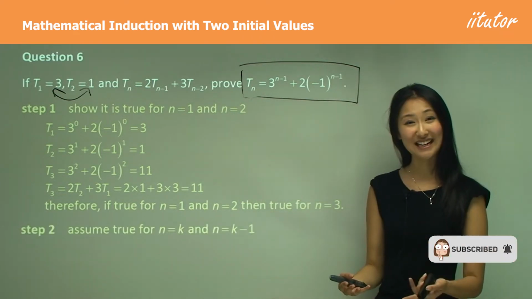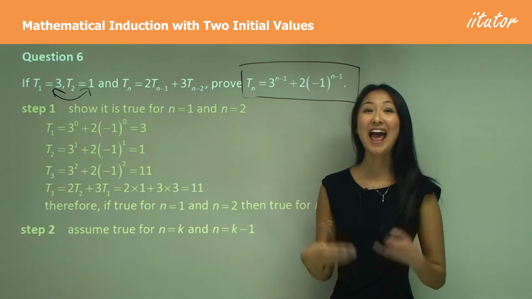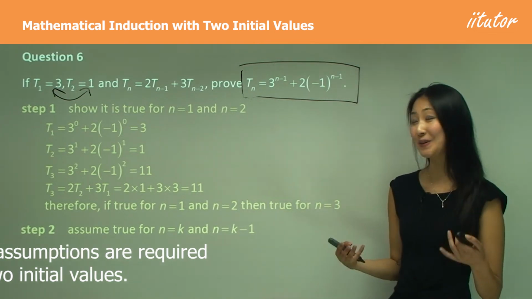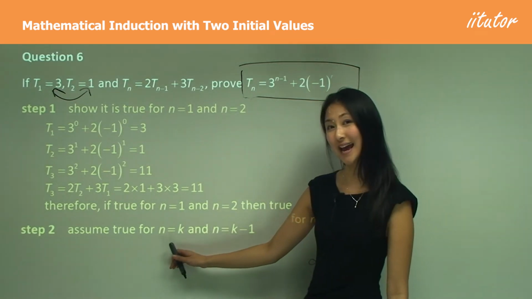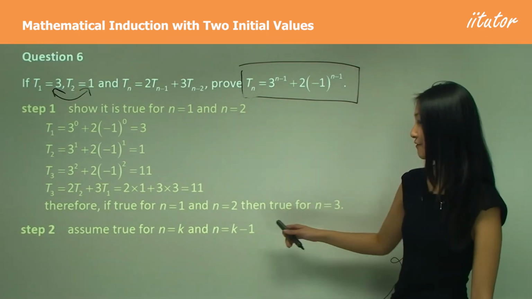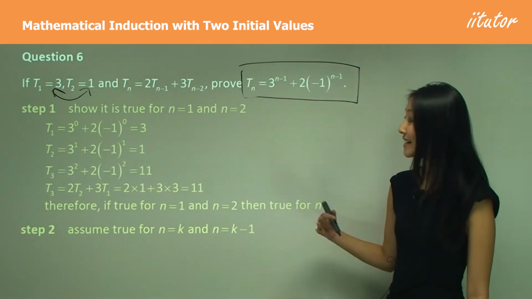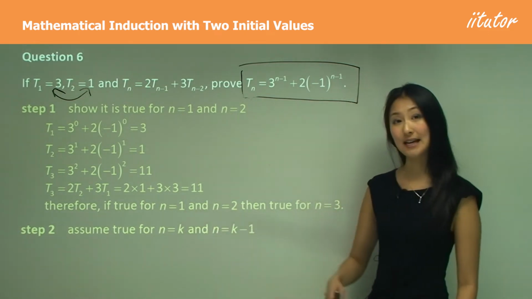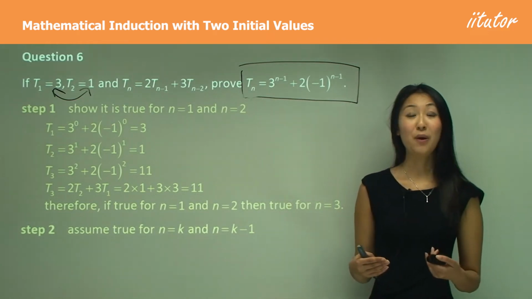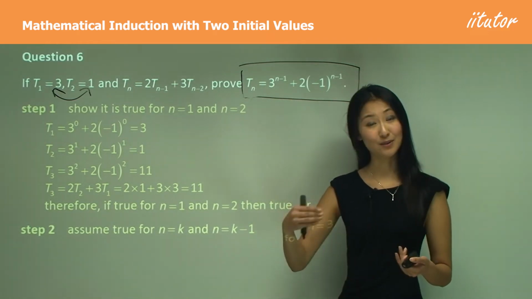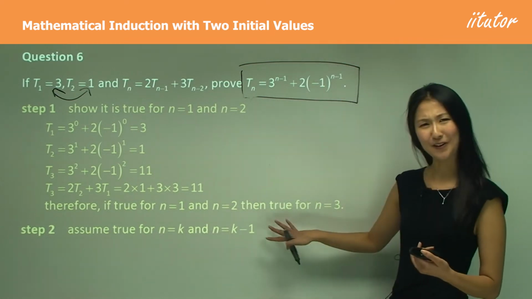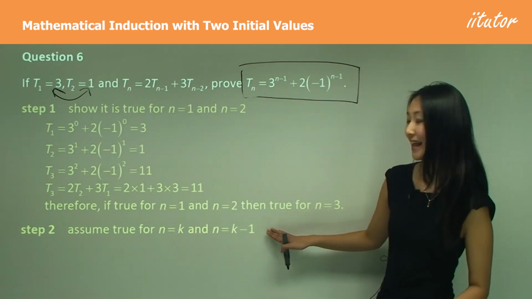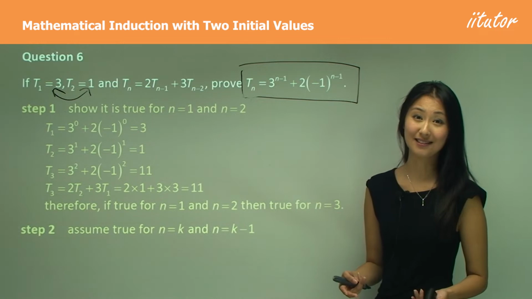So this is our assumption. Now, if there's 2 initial values, how many assumptions are we going to have? Exactly, we're going to need 2 assumptions, aren't we? So we assume it's true for n equals k, and we also want to assume it's true for n equals k minus 1. Now, it doesn't matter if you use k minus 1 or k plus 1, because we just want a consecutive number from k. In step 3, we always prove n equals k plus 1 is true. So you can see that's going to be quite difficult if we have this here already, because you can't prove an assumption. So that's why we've used n equals k minus 1, just for simplicity's sake.